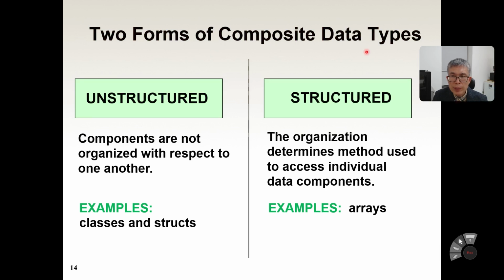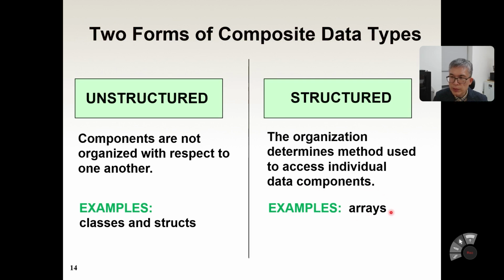There are two forms of composite data types. One is unstructured. The second one is structured. In the unstructured case, components are not organized with respect to one another, like the heterogeneous member variables embedded in a data type, like in C and C++. Class is for C++ and struct for C. In the structured case, the organization determines a method used to access individual data components, like arrays.